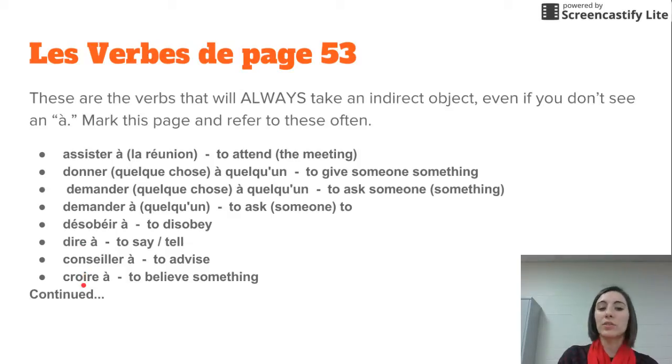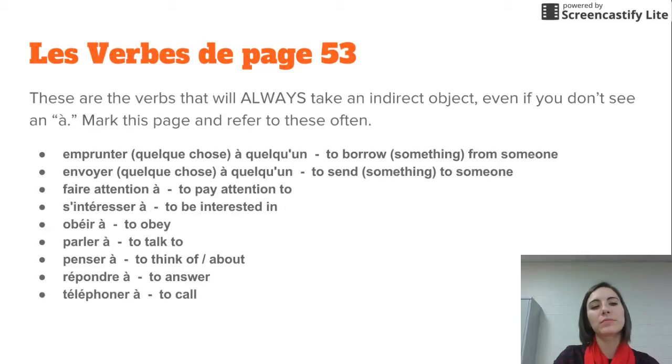Croire à, which is irregular. Croire à is to believe something. Notice that in English, we don't normally say believe at. But in French, you always will say croire à. Believe at or believe to. So these are verbs that a lot of times in English are not going to feel like they have a to or an at, but they must have that in French.